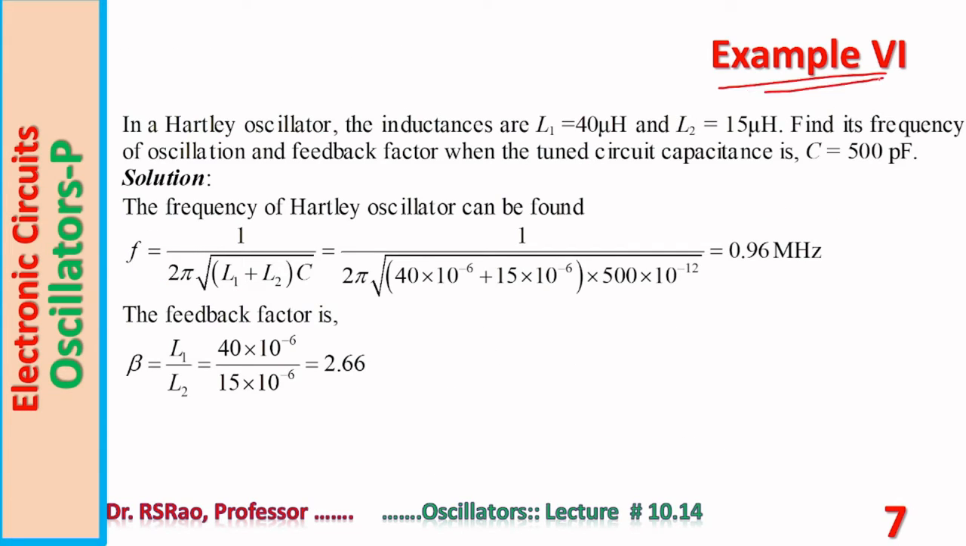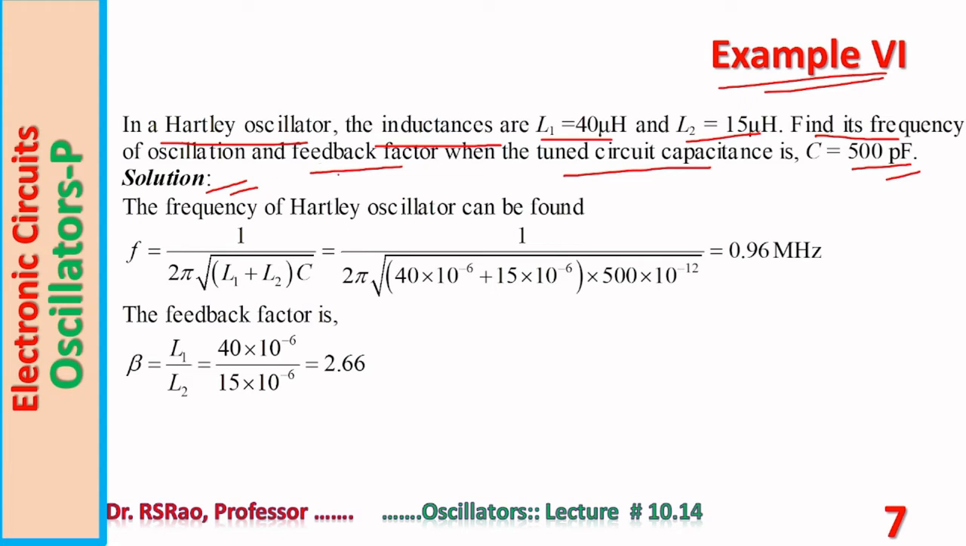Another problem, example 6. In a Hartley oscillator, the inductances are L1 equal to 40 microhenry, L2 is 15 microhenry. Find its frequency and feedback factor when the tuned circuit capacitance is 500 picofarad.